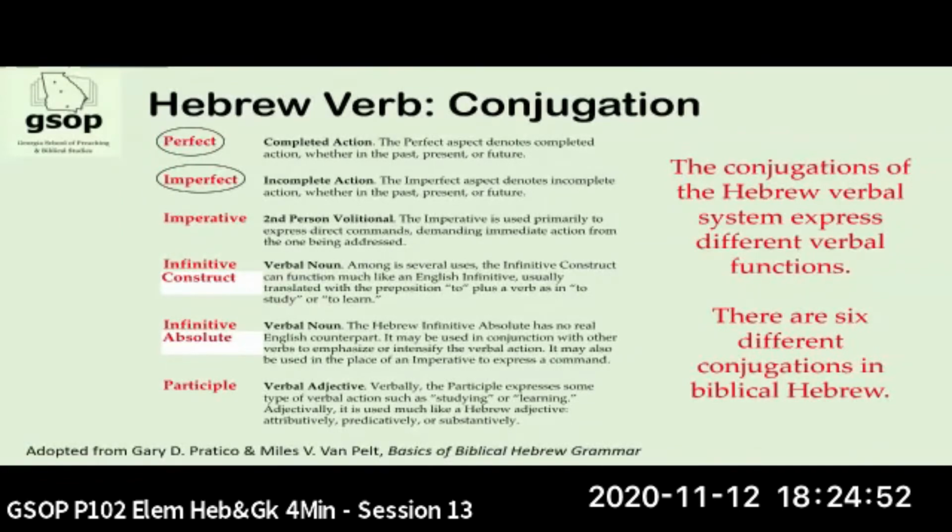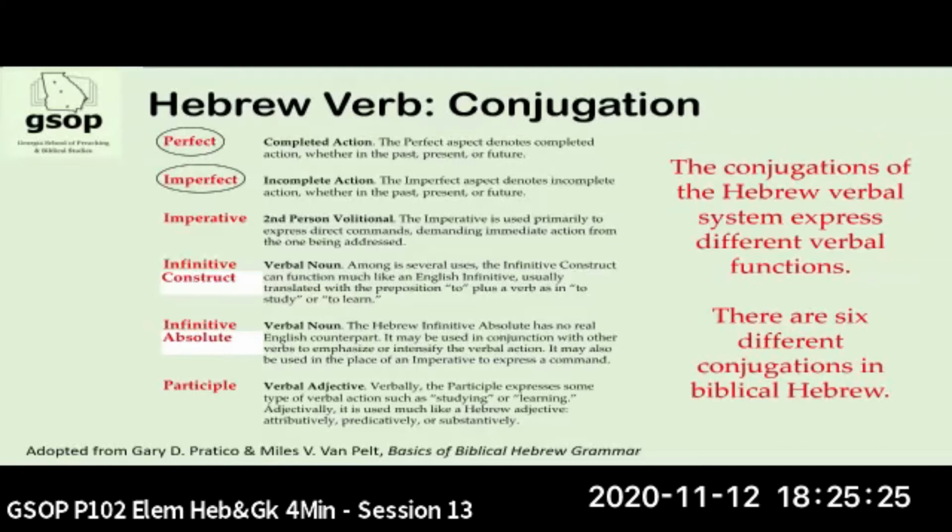The perfect and imperfect is where we spend our time. Imperative, infinitive construct, and infinitive absolute, participle is certainly very important, but the predominant usage in the Old Testament is going to be imperative, perfect, and imperfect. Now, the conjugation is really telling us the type of action, whether it's completed action, perfect, or incomplete action, which would be imperfect. The completed action is an action that's completed, whether it's completed in the past, completed in the present, completed in the future.